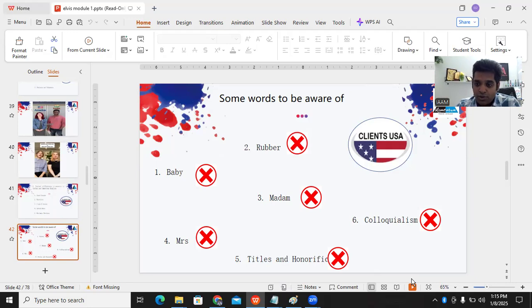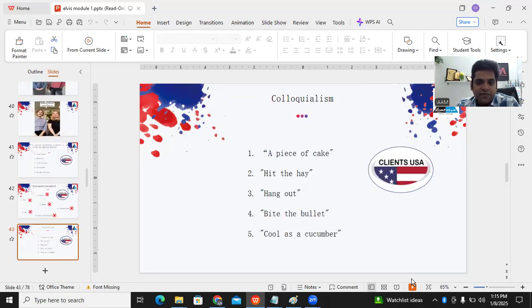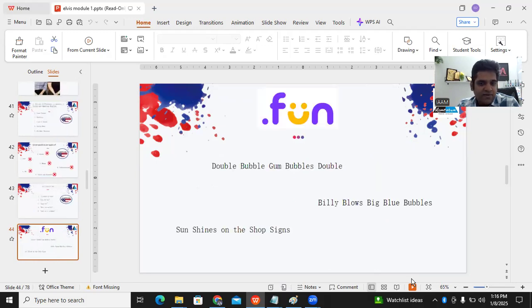Then the sixth is colloquialism. Colloquialisms are phrases which have a different meaning there. For example, if we say, he's just hanging out there, what we mean is that he's going to meet a friend, but in their context, they may have a different meaning. Titles and honorifics are basically doctor or Miss and Mrs., which I just said. Be careful on that. We have a meaning here and a different meaning there.